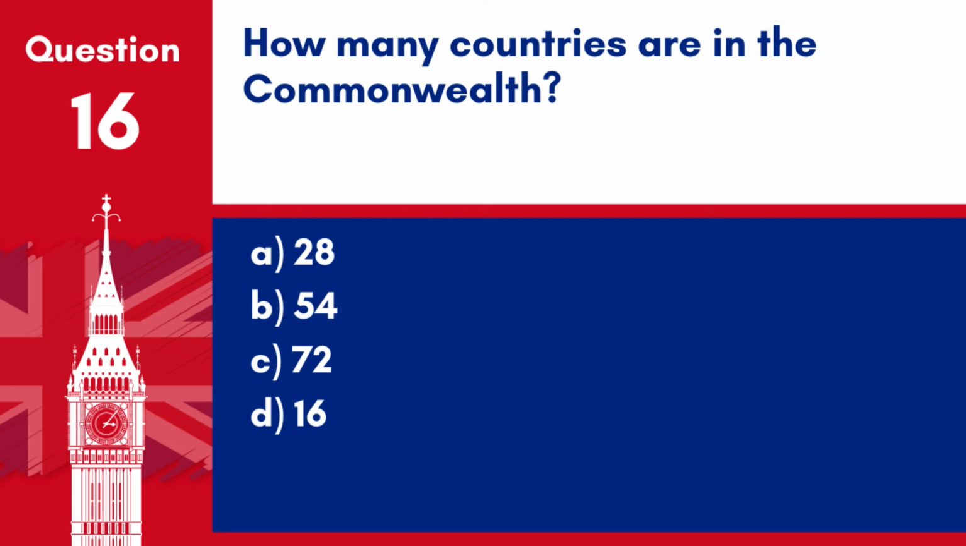Question 16. How many countries are in the Commonwealth? A. 28. B. 54. C. 72. D. 16. Answer: B. 54. The Commonwealth is a diverse group of 54 countries.